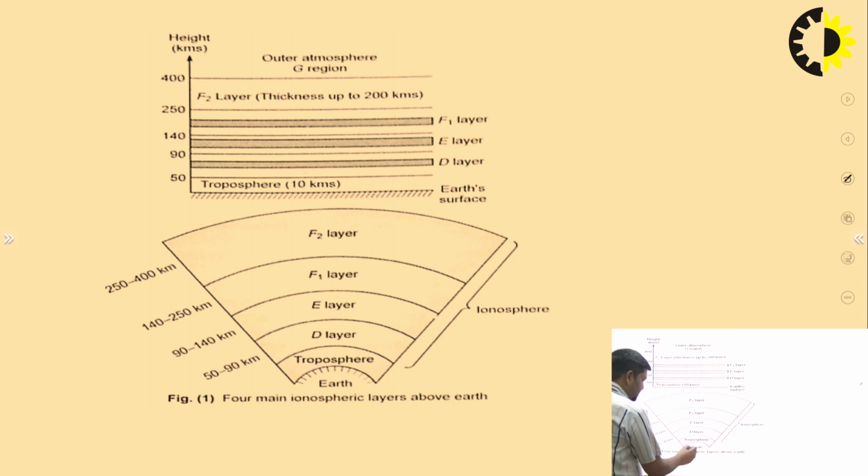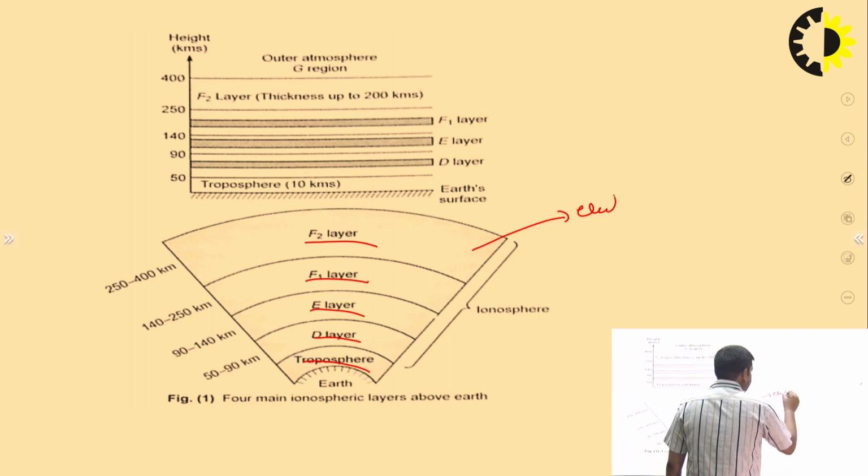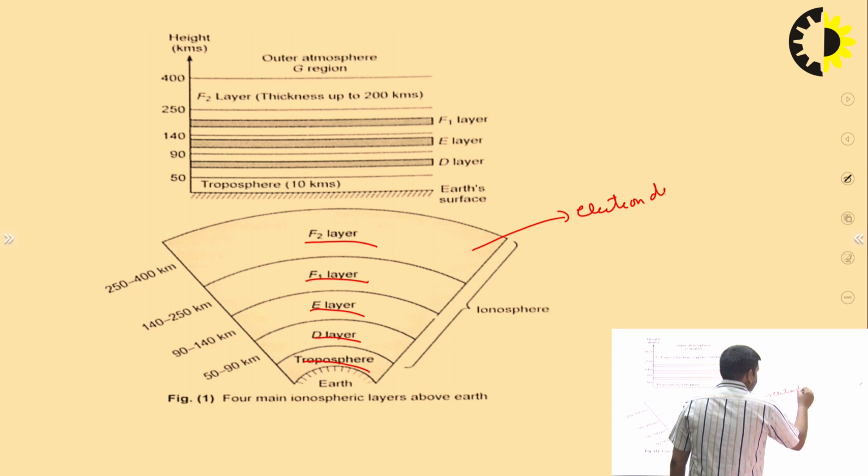So first, this is the earth and this is the troposphere layer. The first layer in the ionosphere is the D layer, and the second one is the E layer, then the F1 layer and F2 layer. These layers are defined by their electron density, per centimeter cube.